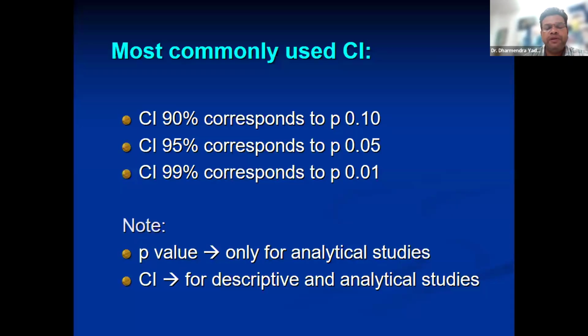So ma'am, the P value is only for the analytical studies. For a confidence interval of 95%, we take the P as 0.05. If you are taking the 99% confidence interval, then the P value will be 0.01. So P value is always taken for the analytical studies, and confidence interval for the descriptive and analytical studies.